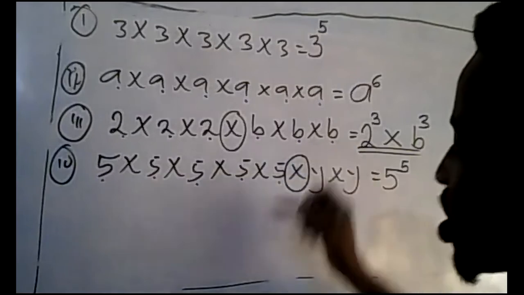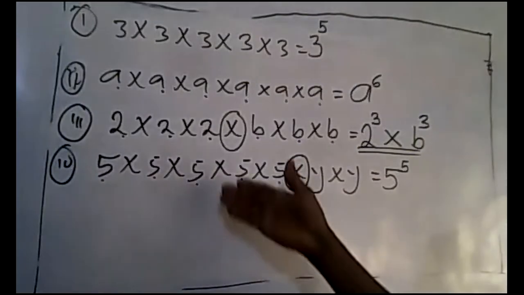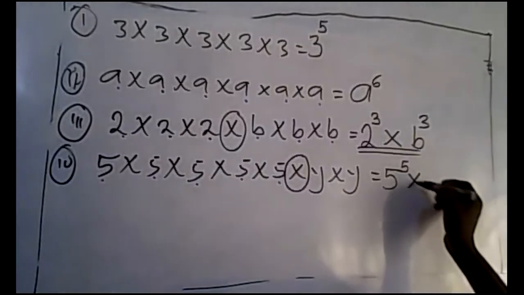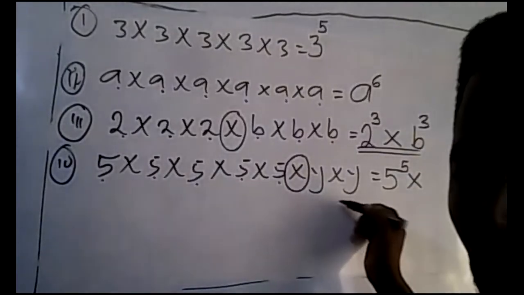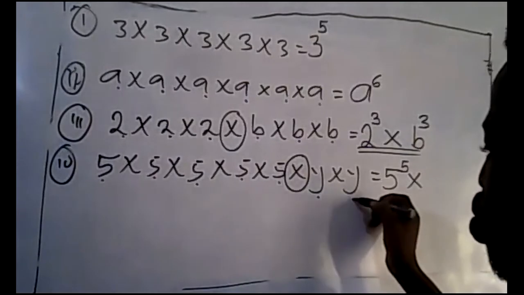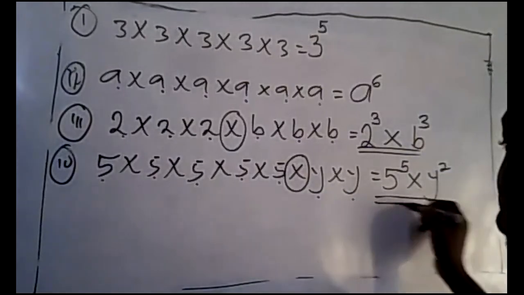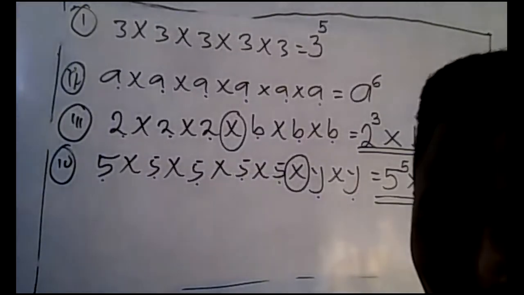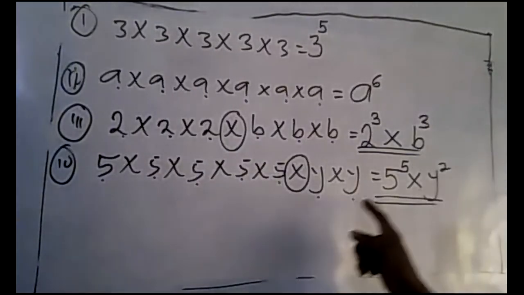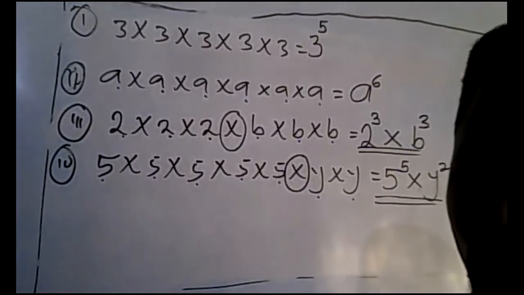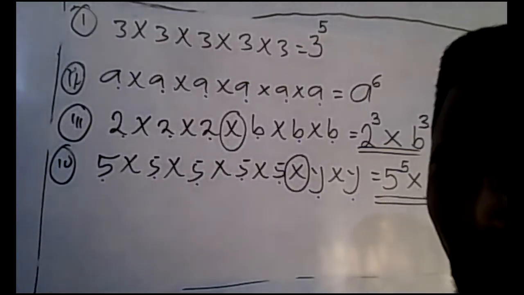Put the multiplication sign in between the numbers and the alphabet. So put it right here. And how many Y's do you have here? Just 1, 2. So times Y raised to power 2. Please do not ever make the mistake of multiplying Y and 5 together. They don't belong together. Okay?